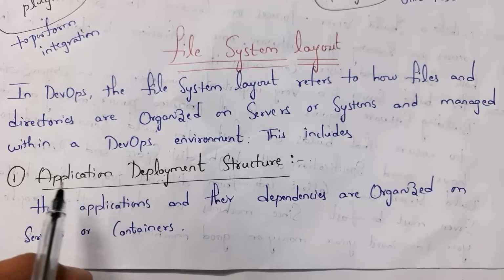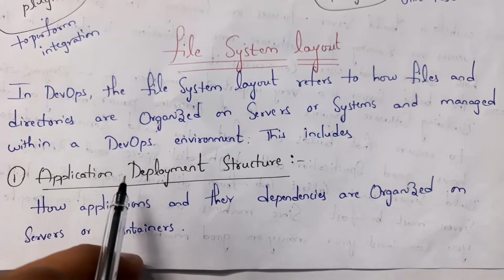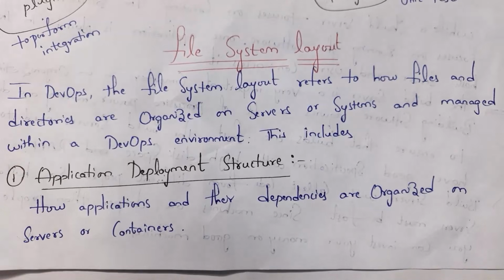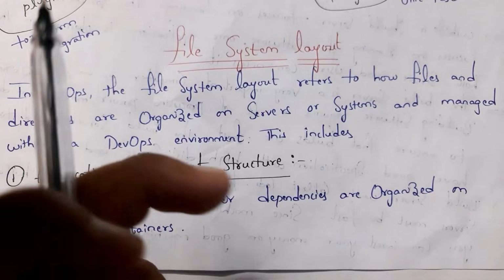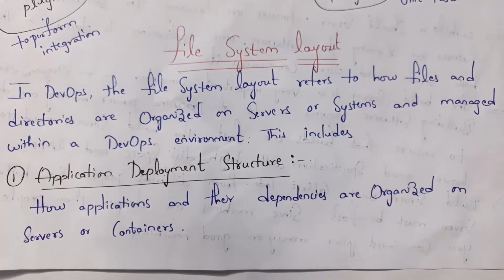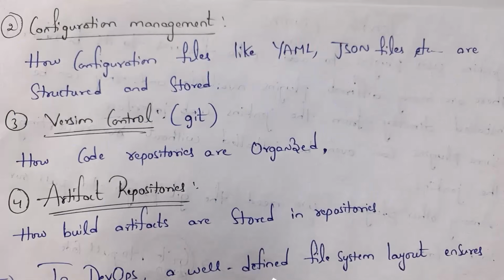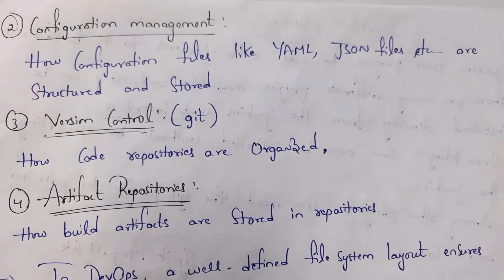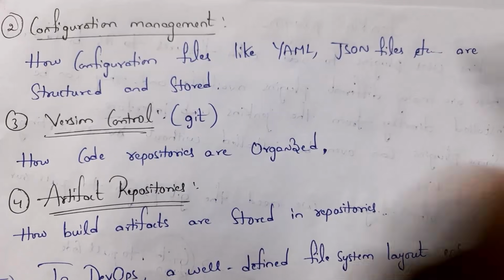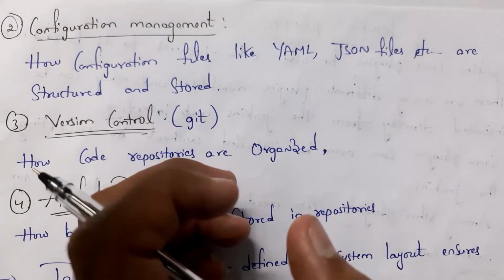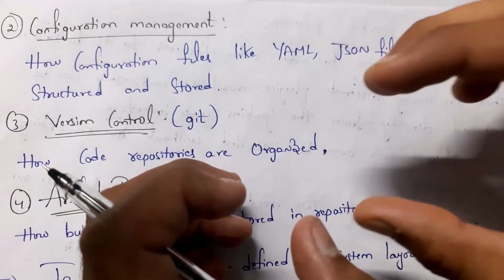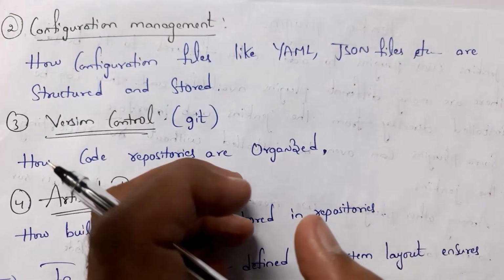This includes, first one is application deployment structure. Guys, on the server, we need to arrange our application and the dependencies in an organized format in order to deploy our application. If you don't arrange your application and dependencies in proper format, then we cannot successfully deploy our application. Second one is configuration management. Guys, there are some configuration files like YAML files, JSON files, etc. By using these files, we can configure our server. So we need to arrange these files in proper format.